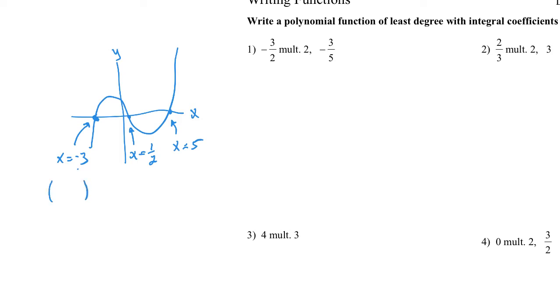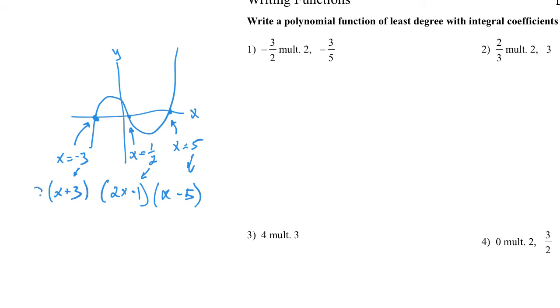So the factor that comes from this 0 would be x plus 3. And the factor that comes from this 0 is going to be 2x plus 1. Minus 1, because you always have to change the sign. And then the factor that comes from x equals 5 is going to be x minus 5. So you change the sign. If it's a fraction, you put the denominator in front of the x.